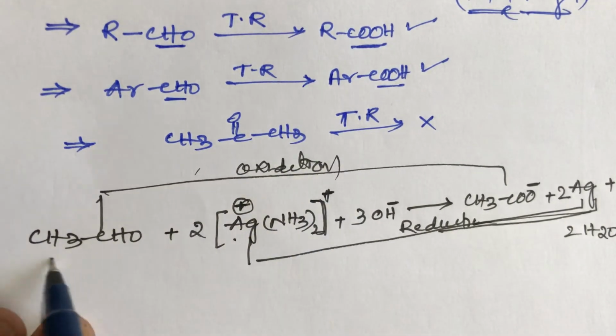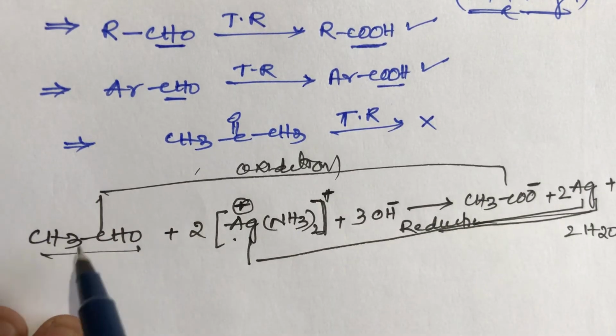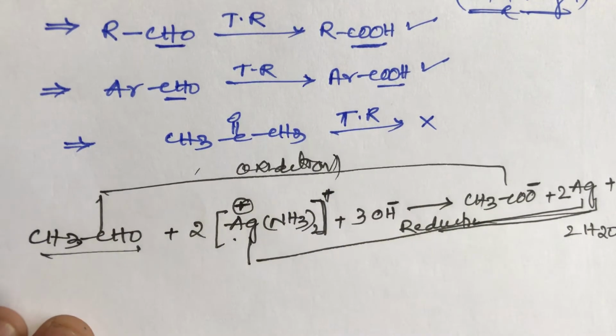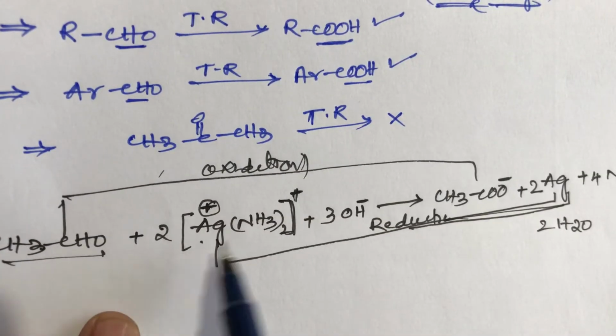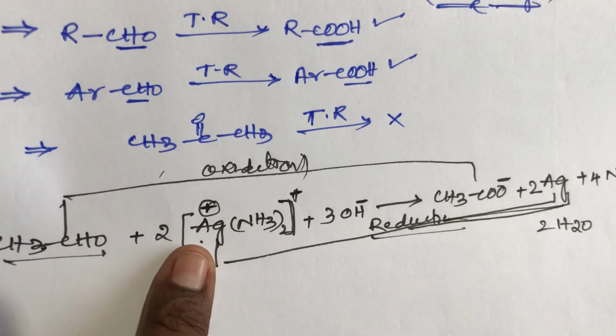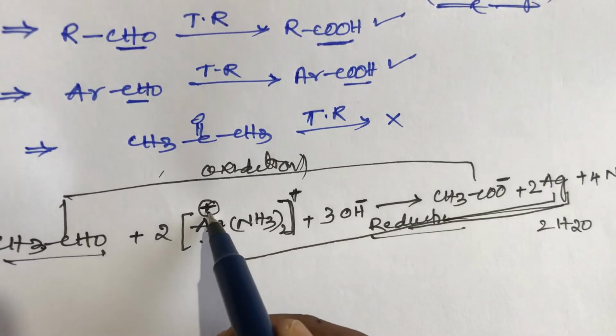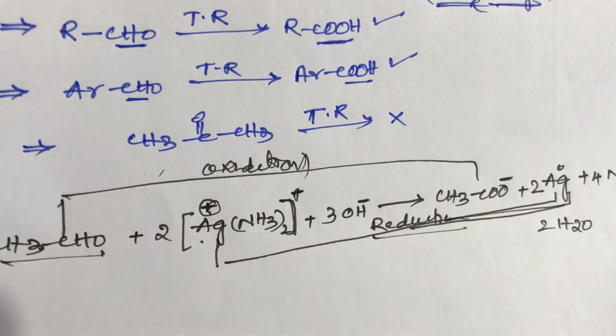This is oxidation: when acetaldehyde is converted into acetic acid, the acetate ion is formed. The aldehyde is converted into acetate ion, and this is called oxidation. And silver ion is converted into silver, it is reduced. That is Ag+ going to Ag. This +1 oxidation state becomes 0 oxidation number.